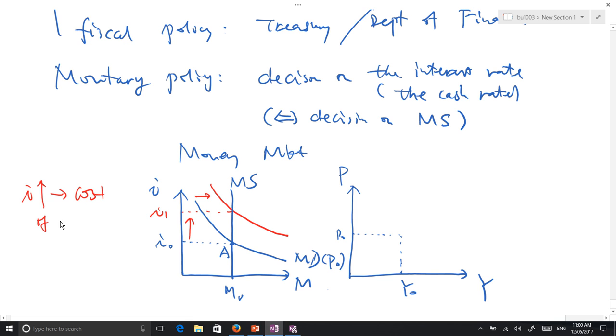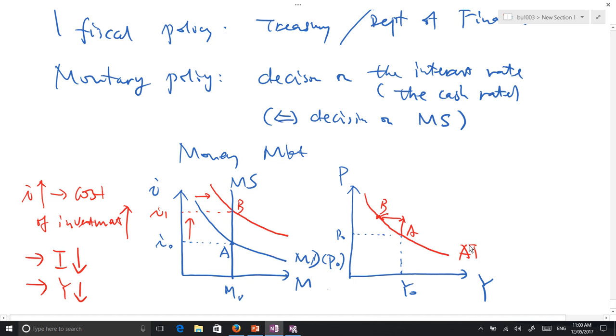Cost of investment. If you borrow from the bank, the previous bank charged you an interest rate of 10%. Now they will charge you an interest rate of 12%. So cost goes up, so everything else being equal, investment goes down. This results in aggregate demand going down. So price goes up, aggregate demand goes down. Link them together. So this is point A, this is point B. We get the AD curve.